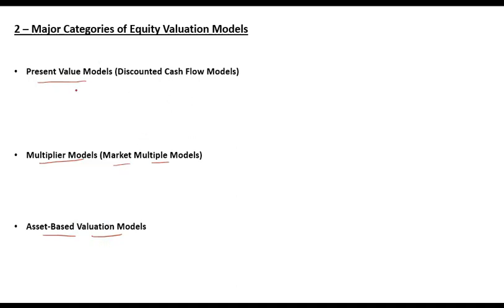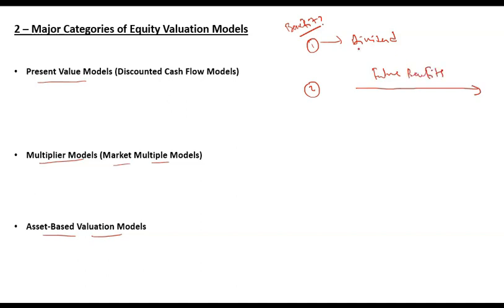So starting with the first one, what we do in present value models is that first we decide what actually is the benefit. So maybe you decide that the benefit is dividend. This is the first step. Then the next step is that you forecast future benefit, what will be the benefits in future. So for example, if I have identified dividend as a benefit, I will forecast all future dividends. And once I have all future dividends, then I will calculate the present value of all those dividends to come up with the value of the company.